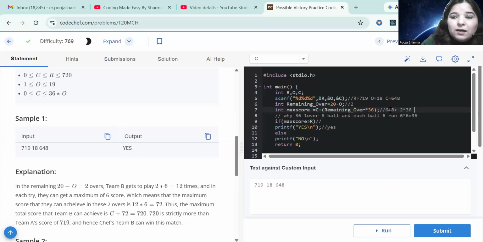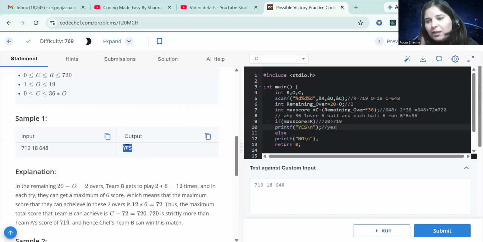So what will be the answer? 648 plus 36 multiplied by 2, that is 648 plus 72, which will give you 720. Simple, 720 is the answer. Now, your maximum score is 720. 720 is greater than R. What is R? 719. Yes, so it will go here and print yes. So it has directly printed yes, and our first scenario is clear.